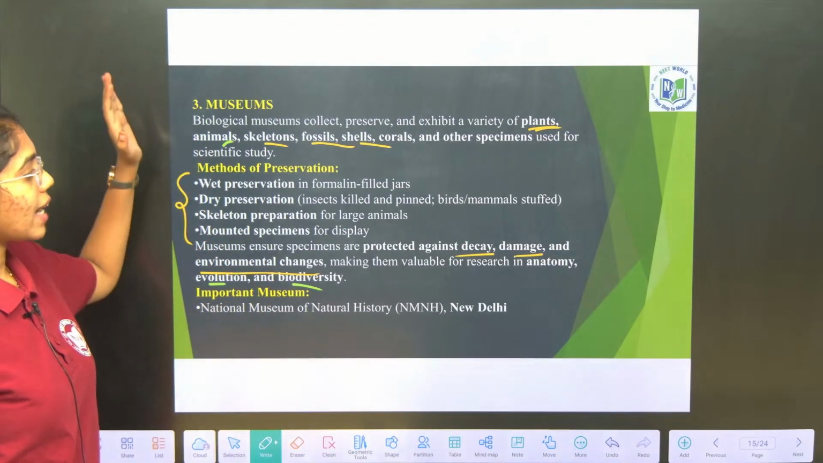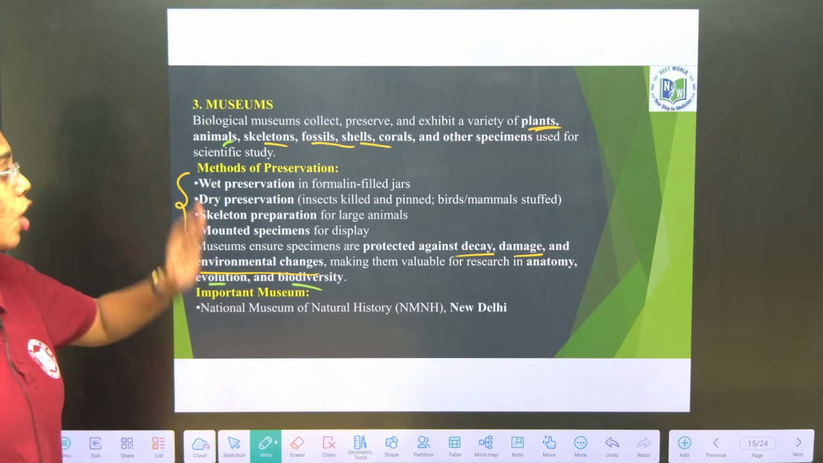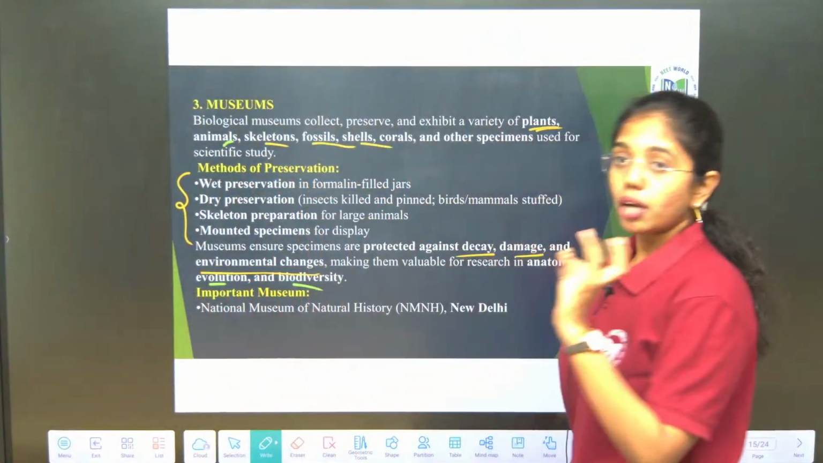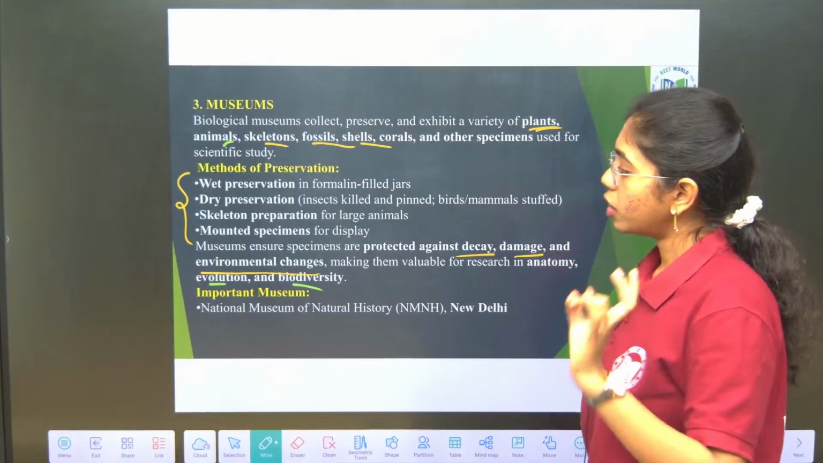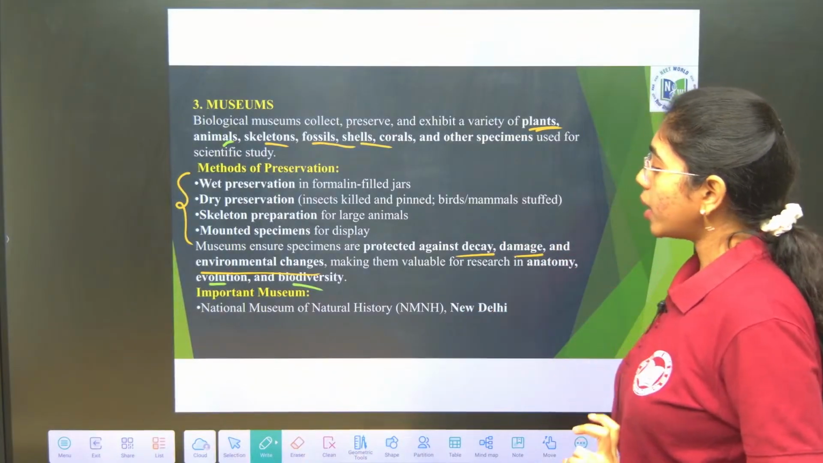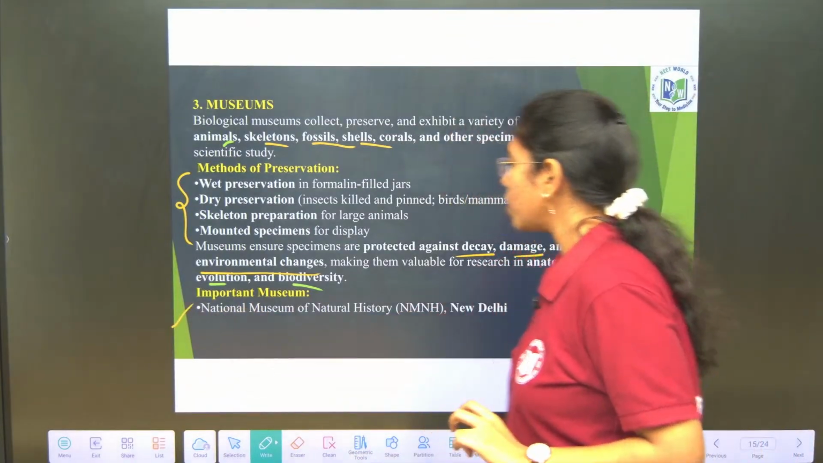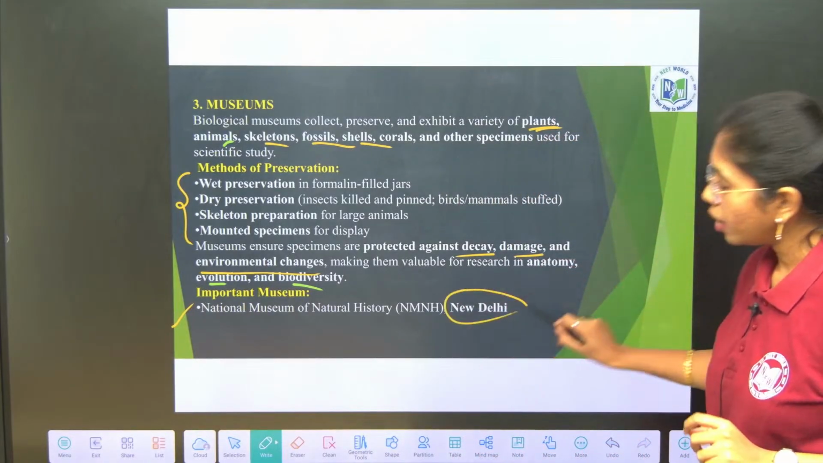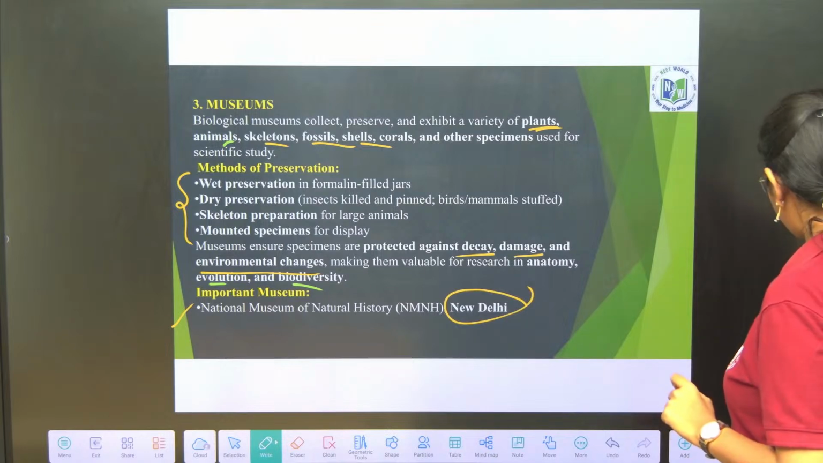Under this taxonomic aid, what you have to remember is what all we are keeping in the museum, what all we are preserving and what the methods of preservation are. An important museum is the National Museum of Natural History, NMNH, which is in New Delhi. Okay. So, this you have to remember.